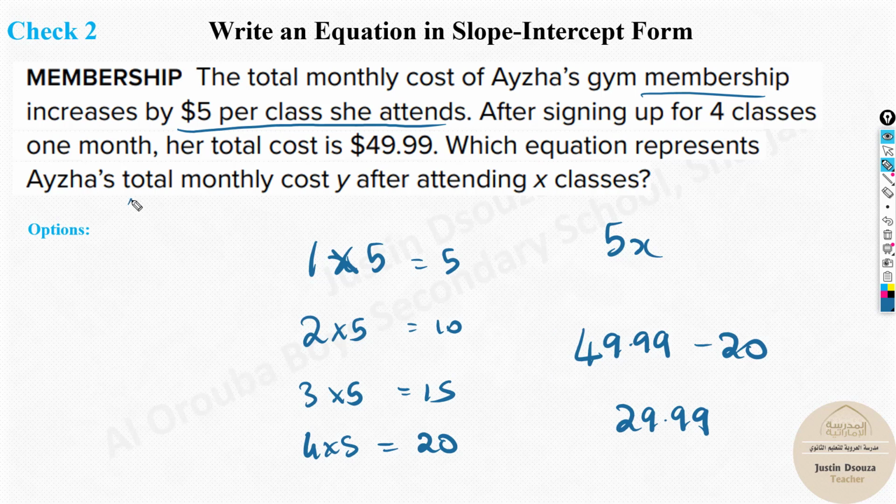See now if you graph this, it'll go something like this, right? Even if you, it's not 0, 0, sorry, my bad.